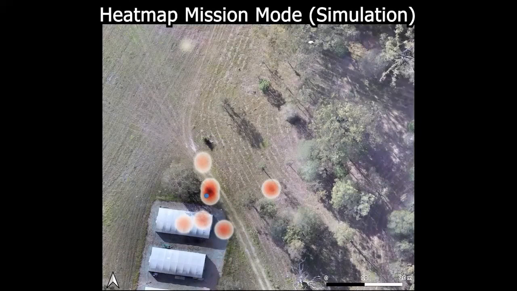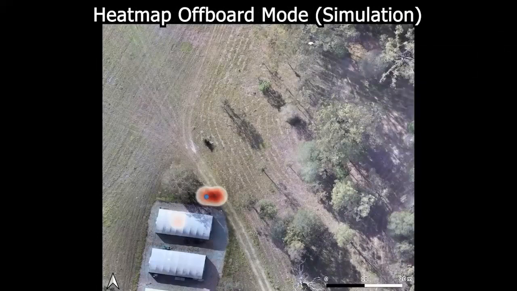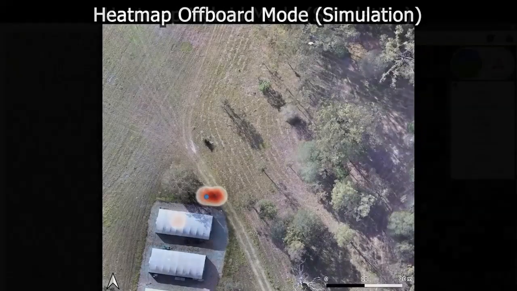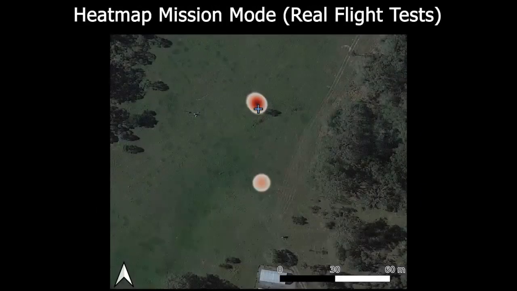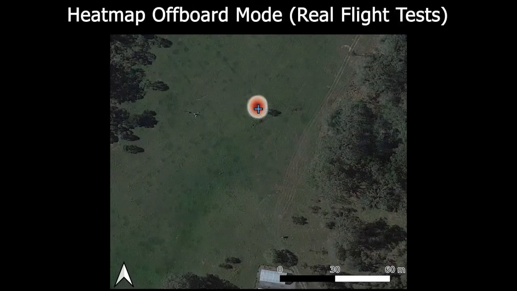What you're observing is just the heat maps of recorded GPS coordinates of the system. First in mission mode in simulation, then in off-board mode in simulation, and then hybrid mode in simulation. Similarly, for real flight tests, these are the heat maps using mission mode, off-board mode, and then hybrid mode.